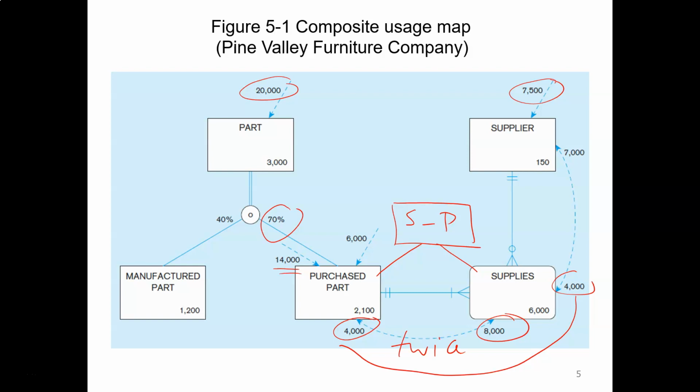And also sometimes it's important to understand how the users access the data. For example, which field do they usually use to search for suppliers? Which field do they use to search for parts? Because that will tell you which field you should index in your database. So that information is very important when it comes to physical database design.